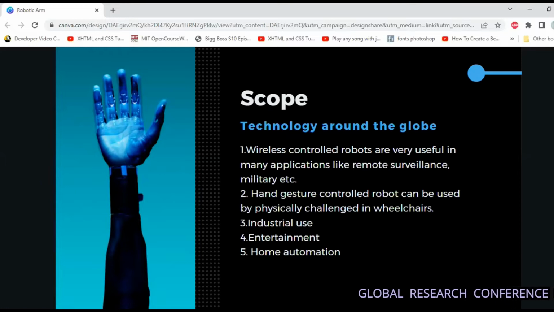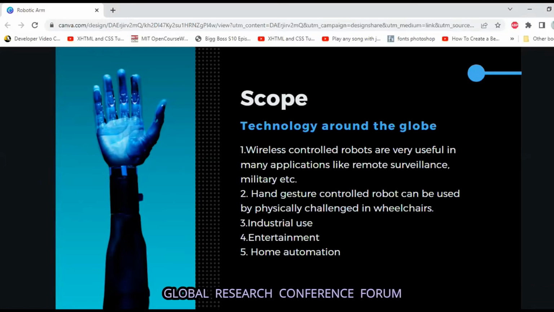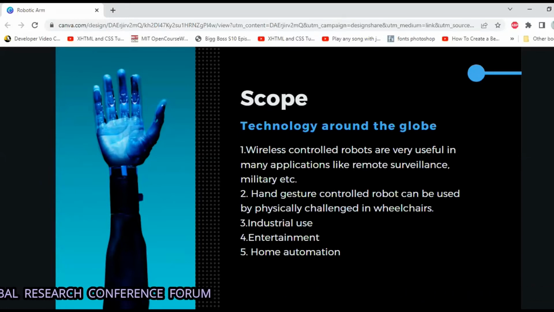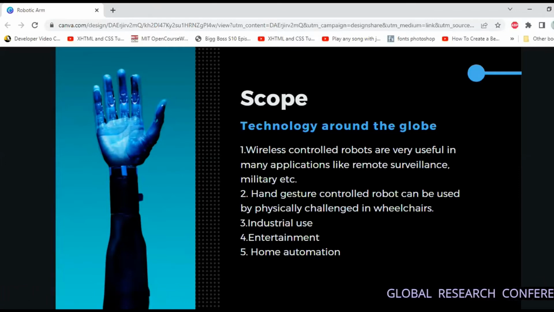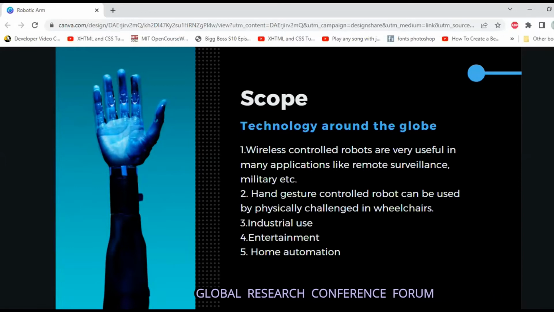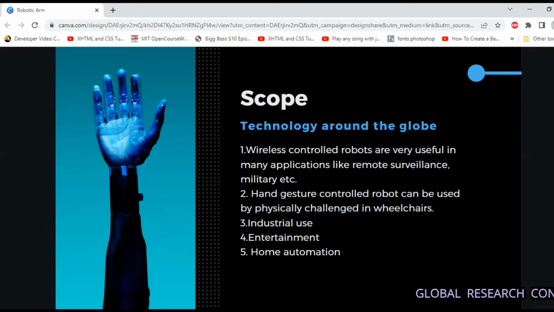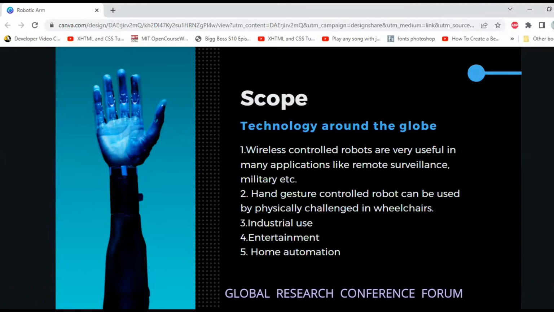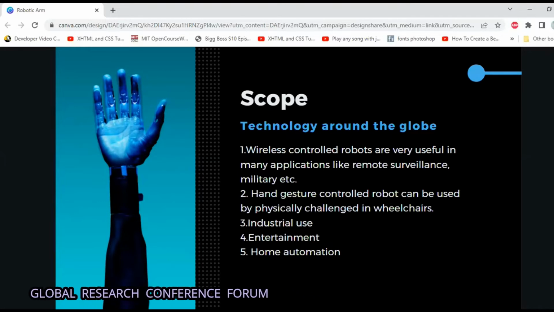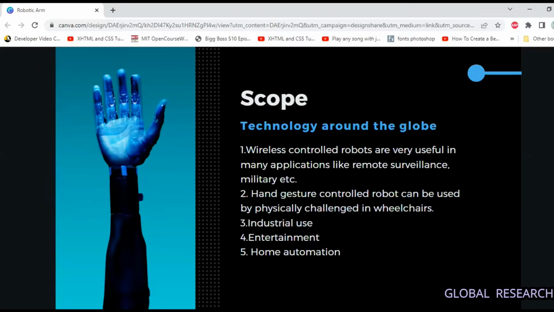It can also be used in industries if there are chemicals or other things that we want to handle, but it is very risky for humans because they can spill and cause harm to human skin. To avoid that, we can use this kind of technology there. And in entertainment, obviously we can use it, because kids love this kind of technology, as a toy for them.